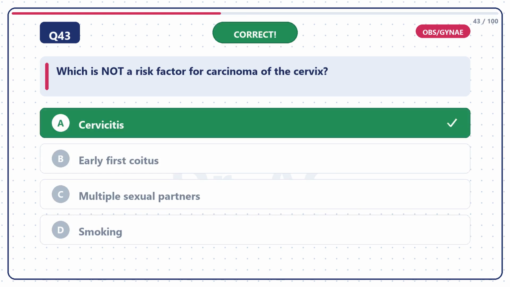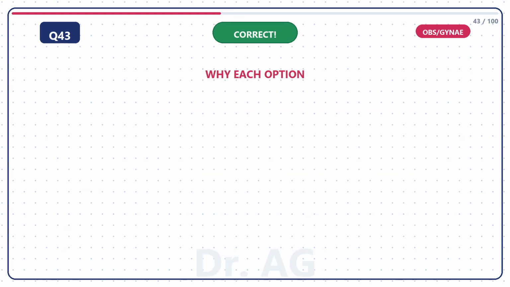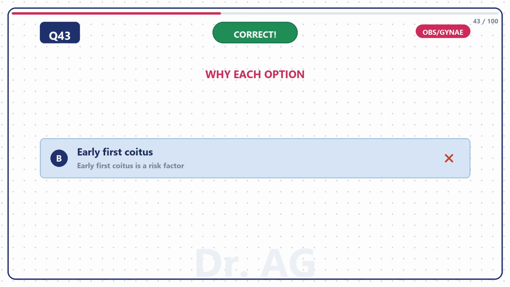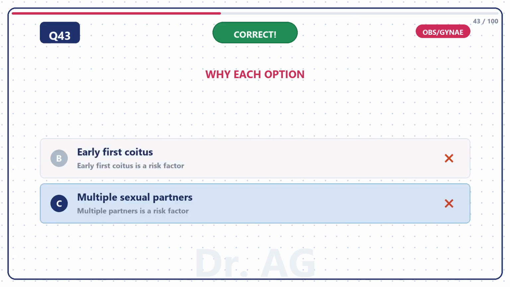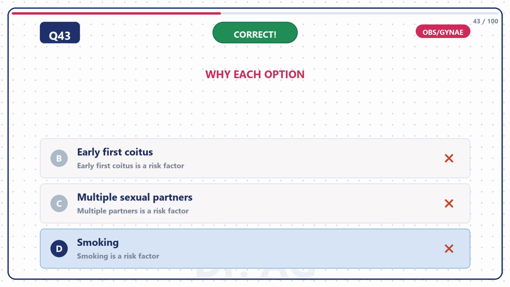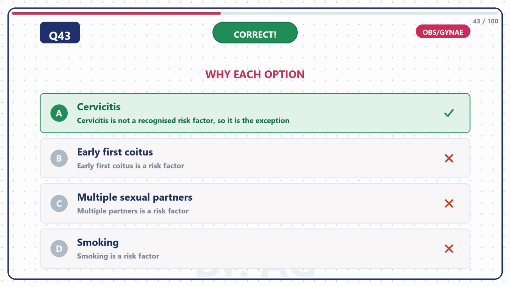The correct answer is option A, cervicitis. Let's go through the options. Early first coitus. Early first coitus is a risk factor. Multiple sexual partners. Multiple partners is a risk factor. Smoking. Smoking is a risk factor. And the correct answer is cervicitis.